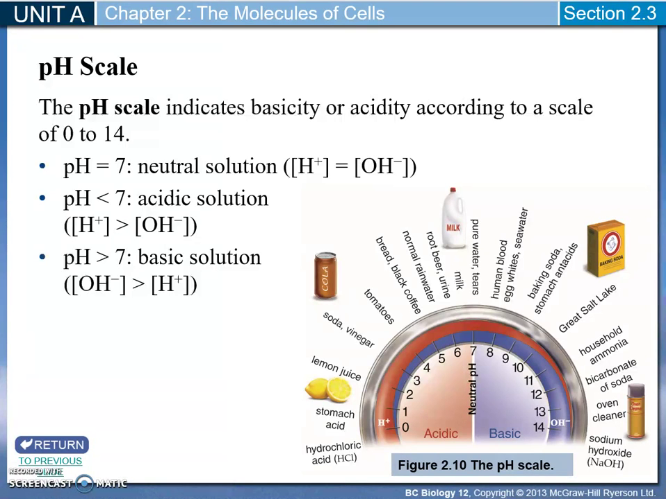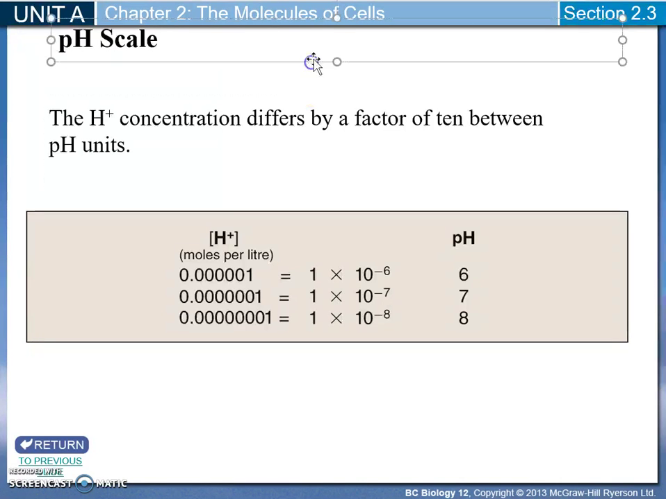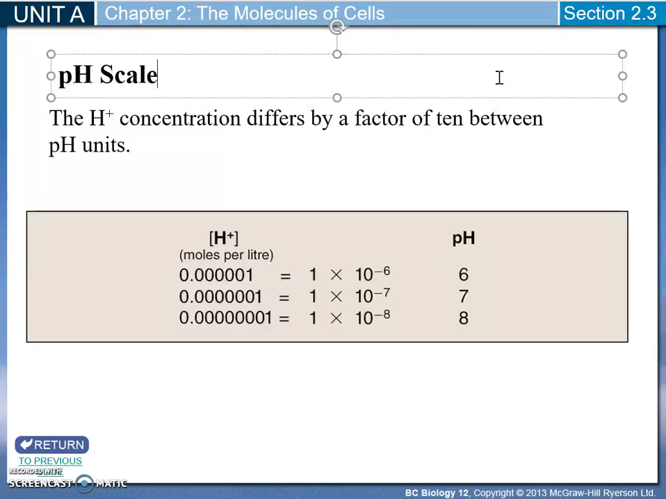And here are some examples of different acids and bases. Bases are on the right and acids are on the left of this diagram. As far as the pH scale goes, you may not know this, but the way that pH is measured, so pH, let's see if I can get my pen to write here.